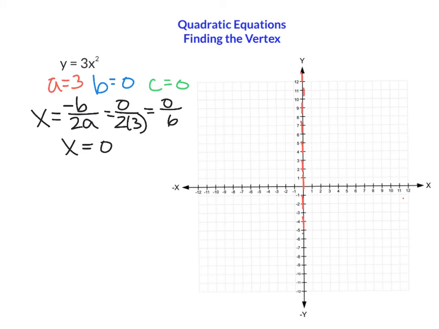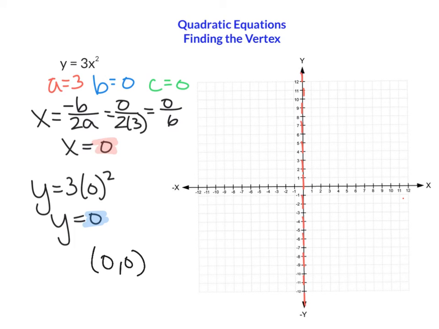So I draw my axis of symmetry here. Then I take that 0 and plug it back into my equation. So y equals 3 times 0 squared, which is going to give me 0. So my vertex is going to have an x value of 0 and a y value of 0. So the point 0, 0 is my vertex, and I can go over here and plot that on the graph. And there's my vertex.